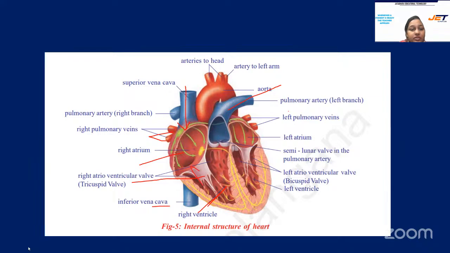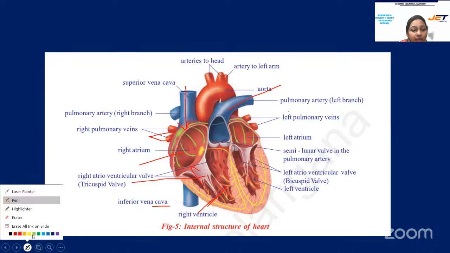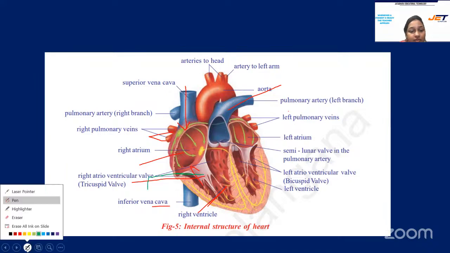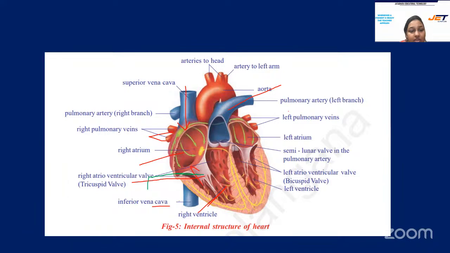Let me change the color of the pen so that you can understand. See, this is the tricuspid valve, the green one which I am marking. Green one is not visible. Let me take yellow. This is the tricuspid valve. Okay, students. When the auricles are filled with blood, pressure is exerted which marks the opening of the tricuspid valve. And the blood flows from the auricle to the ventricle.